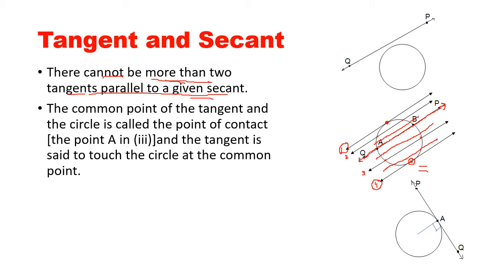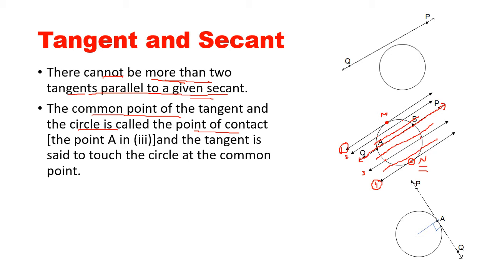And the common point of the tangent and the circle is called the point of contact. So this point, let me call it M. So M is the point of contact. Let me call this point N. So M and N are the points of contact.